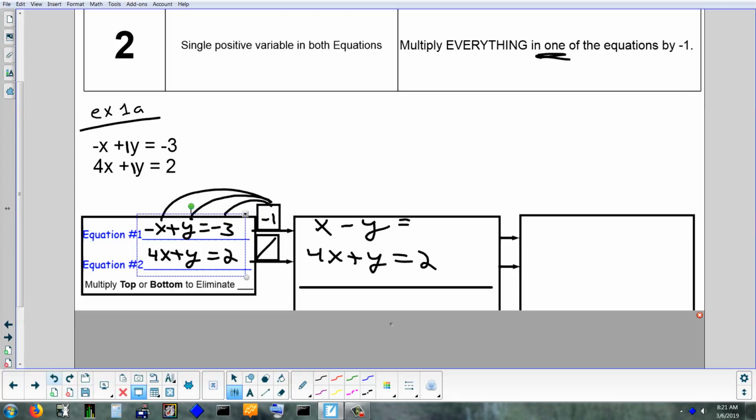Equals, and now this is the part some people forget. You also have to do the number on the other side of the equal sign. Natasha, what's -1 times -3? Positive what? Positive 3. Positive 3. Okay. So now we've got the equation set up.